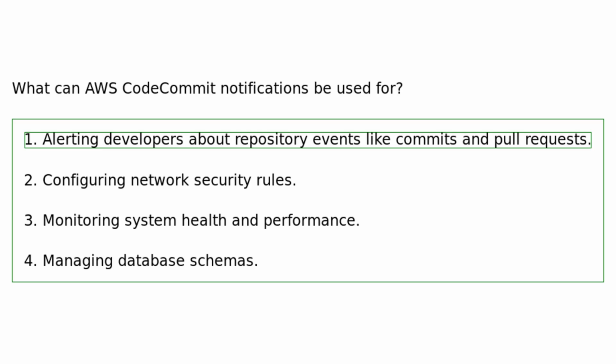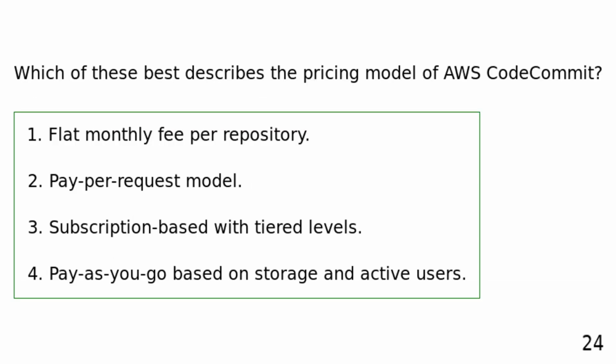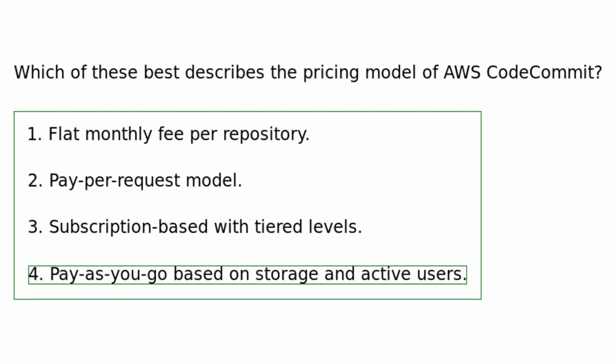Which of these best describes the pricing model of AWS CodeCommit? Flat monthly fee per repository. Pay-per-request model. Subscription-based with tiered levels. Pay-as-you-go based on storage and active users. AWS CodeCommit pricing is based on a pay-as-you-go model, factoring in storage usage and the number of active users.